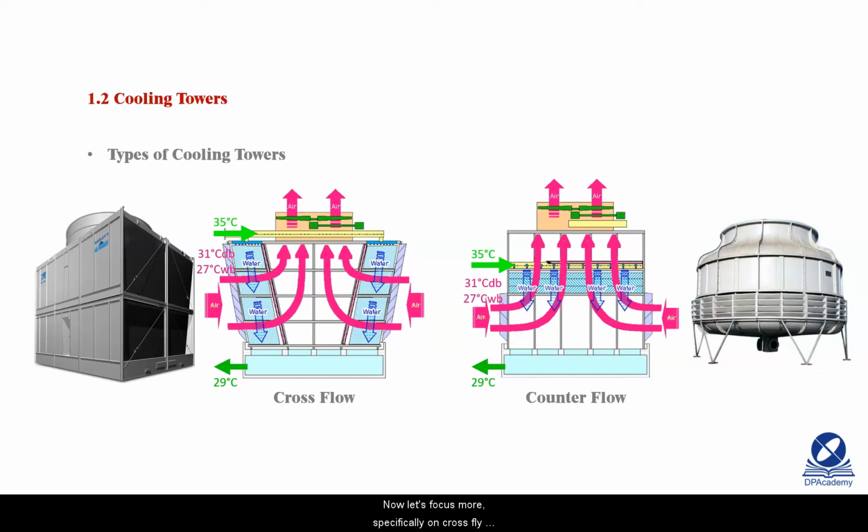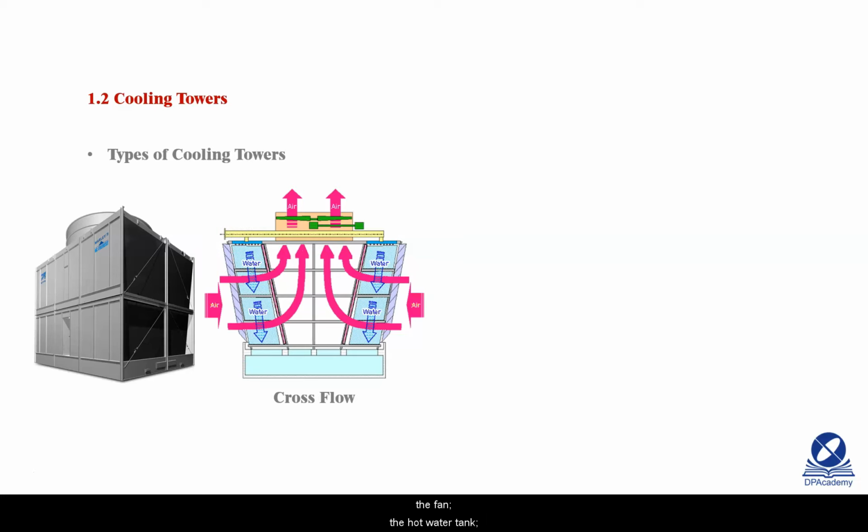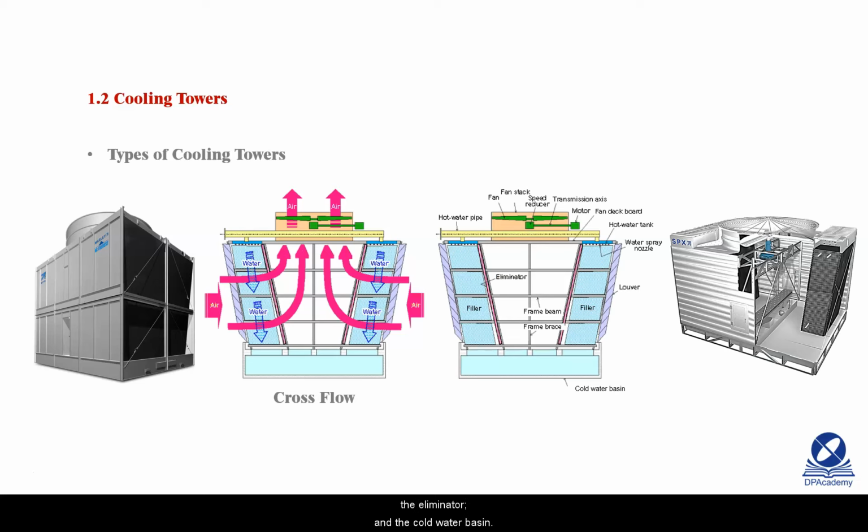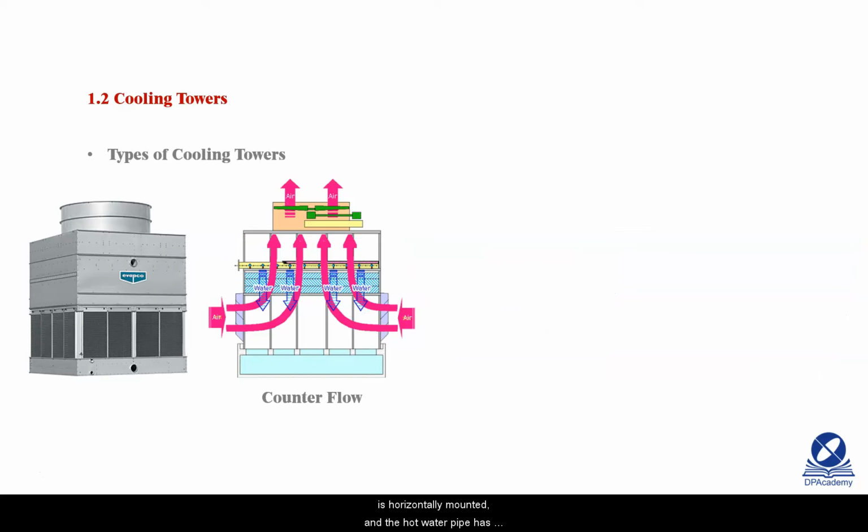Older counterflow cooling towers were round in shape. You may see these on older buildings. Now let's focus more specifically on cross-flow cooling towers. Inside the cross-flow cooling tower, there is the hot water pipe, the fan, the hot water tank, the filler or the cooling pad, the eliminator, and the cold water basin. In the cut section, you can see more realistically what these pieces of equipment look like, including the access panel and the catwalks.